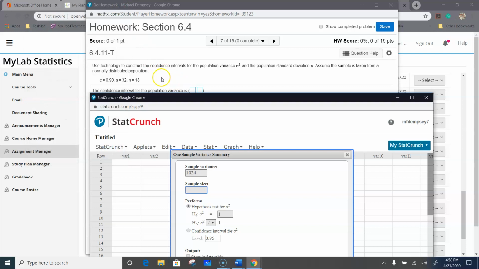Okay, just double check that that's right. Yeah. So usually a lot of times they give me the sample variance. They give me the sample standard deviation. So maybe that's the issue we were having. Sample size is 18, and we're doing a confidence interval. Okay, so we want 90% confidence, so we'll change that to 90.